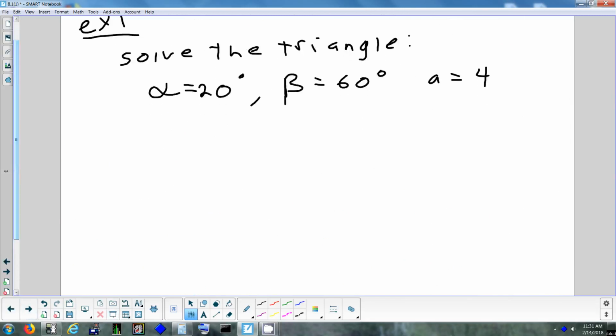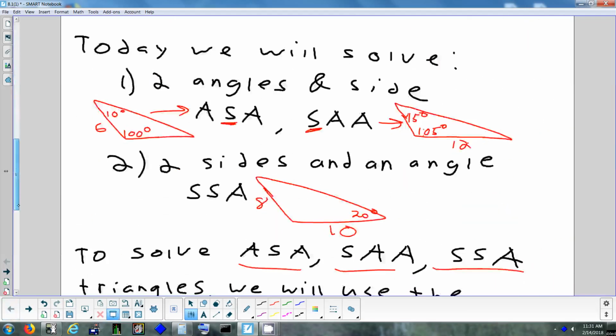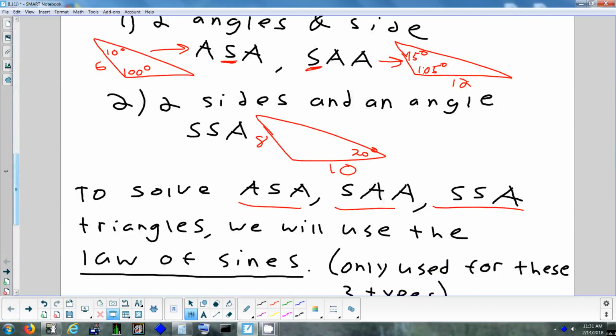Okay, so as I said before, they've given us 3 pieces of information. The first thing I'm going to do is make a sketch because I want to see if what they gave me is one of the 3 types. Is it ASA, SAA, or SSA? If it is, I'm going to use law of sines. If it isn't, for now I would just say, I don't know how to solve it.